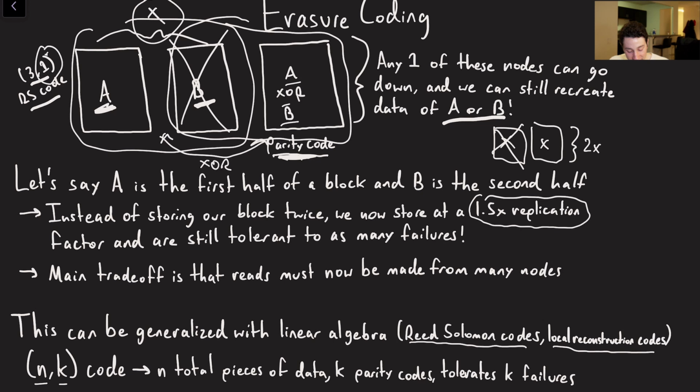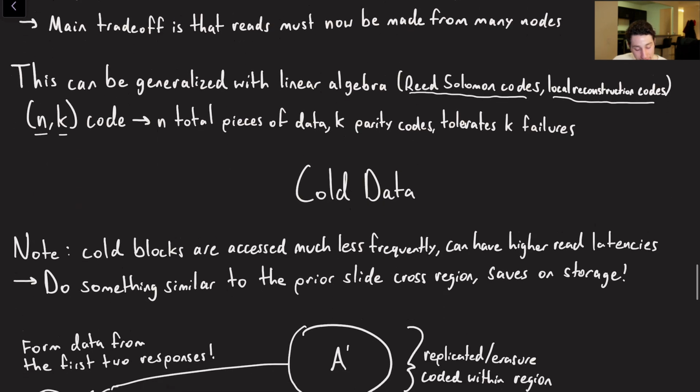When you have something like an N,K Reed-Solomon code, it means that you're storing N total pieces of data. So in this case, 3 total pieces of data. You have one parity code, and it means that you are resilient to one failure. So we've actually decreased the amount of data that we have to store while having the same exact fault tolerance guarantees, which is really, really great.